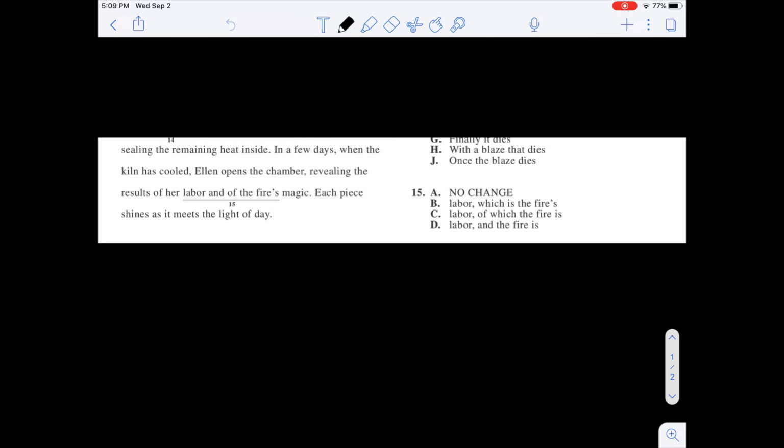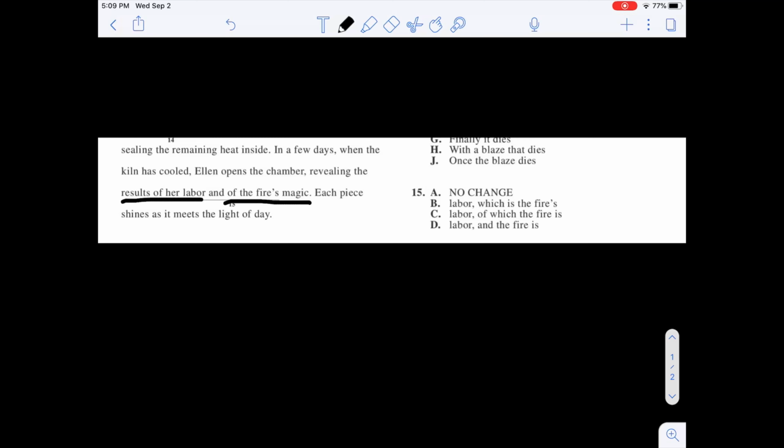All right, number 15, try it on your own. Ready, set, pause. Okay, coming back. Number 15 is hard because we have a 2-item list, but the items are a lot longer than saying milk, eggs, and bananas. The items we have here are "results of her labor," and then the second item is "and of the fire's magic." So we have 2 items in a list, and they're not adjectives, so we would not have a comma separating the two.